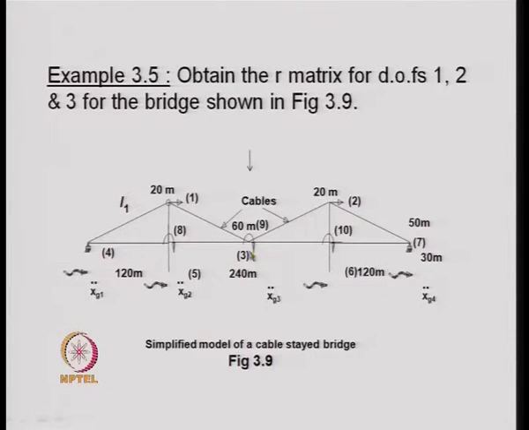In addition to these degrees of freedom, there are rotations at these points, and we have translations at this support point, this support point, and this support point, and this support point. So, we have in all 4 plus 3, 7 translational degrees of freedom. Out of them 4 degrees of freedom are at the supports, 3 degrees of freedom are the non-support translational degrees of freedom as 1, 2 and 3, and the rotations are 8, 9, 10.